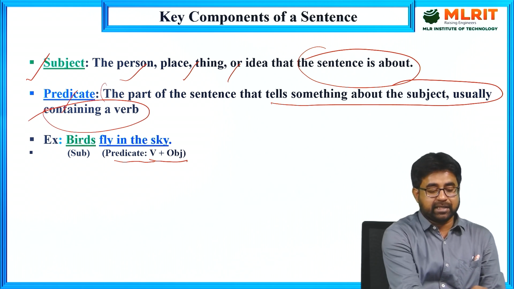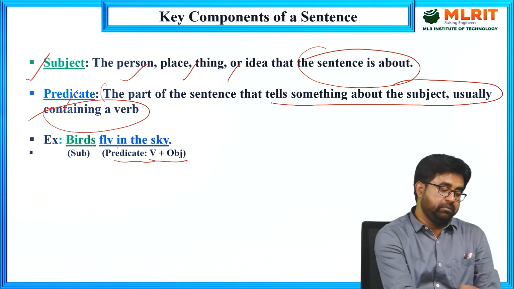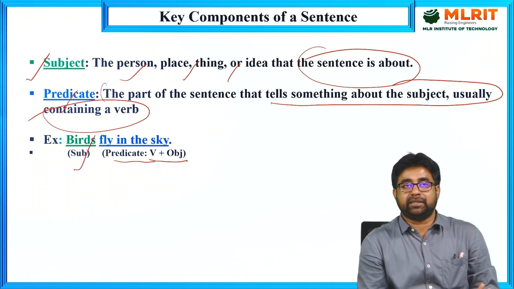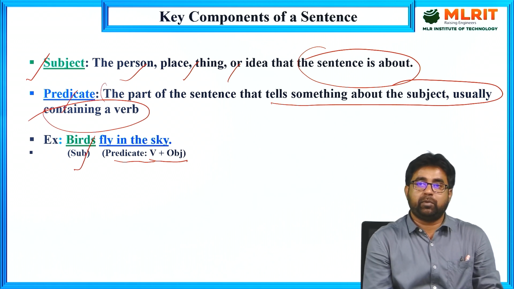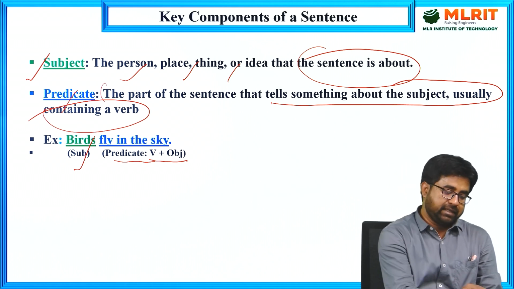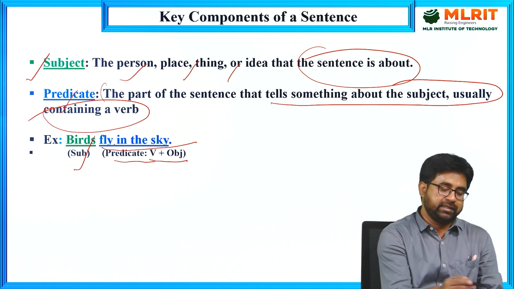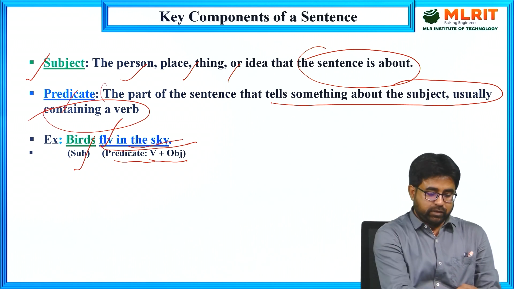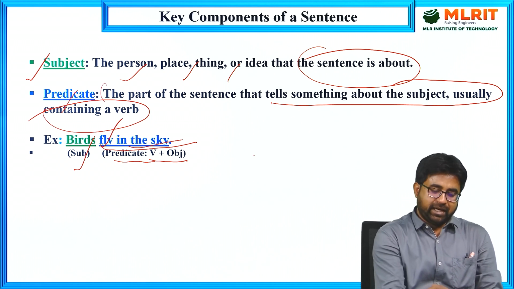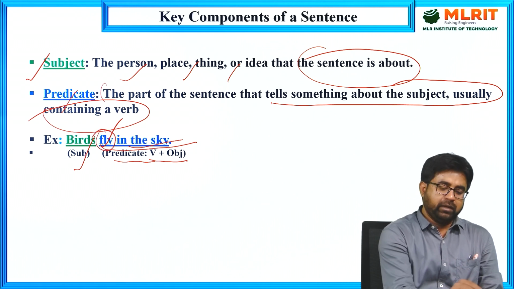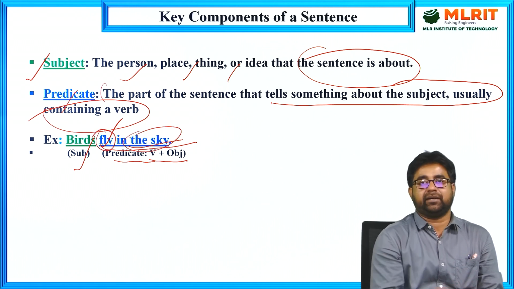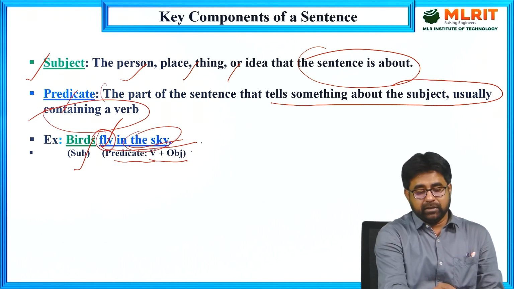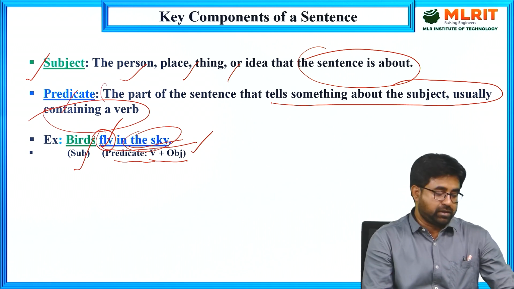Birds fly in the sky. This is a complete sentence. Now you can see birds are the subject of the sentence. Why? Because we are talking about birds in this sentence. And then the next part is the predicate. Predicate contains a verb and then an object. So this is object, this is subject, this is predicate. In predicate you can find verb as well as the object. Fine. So this is the basic structure of a sentence.